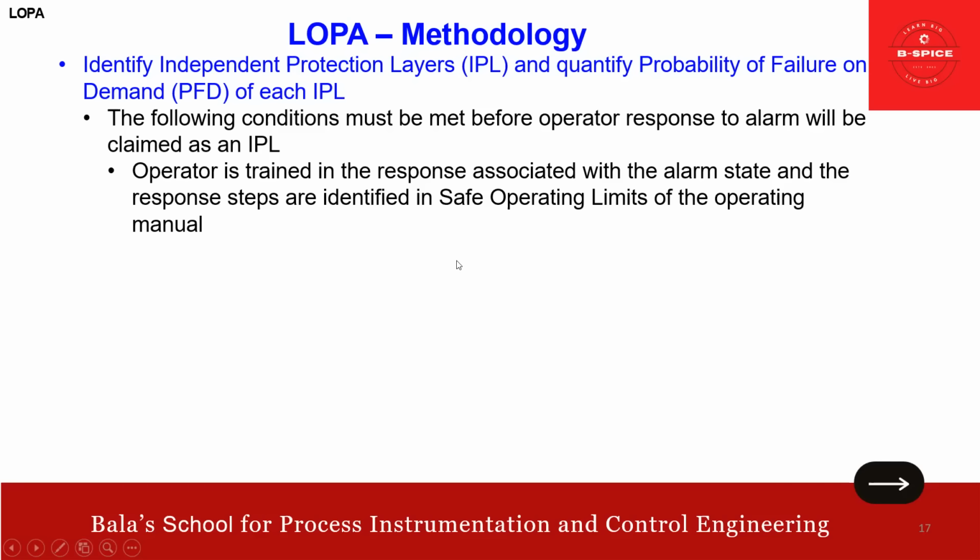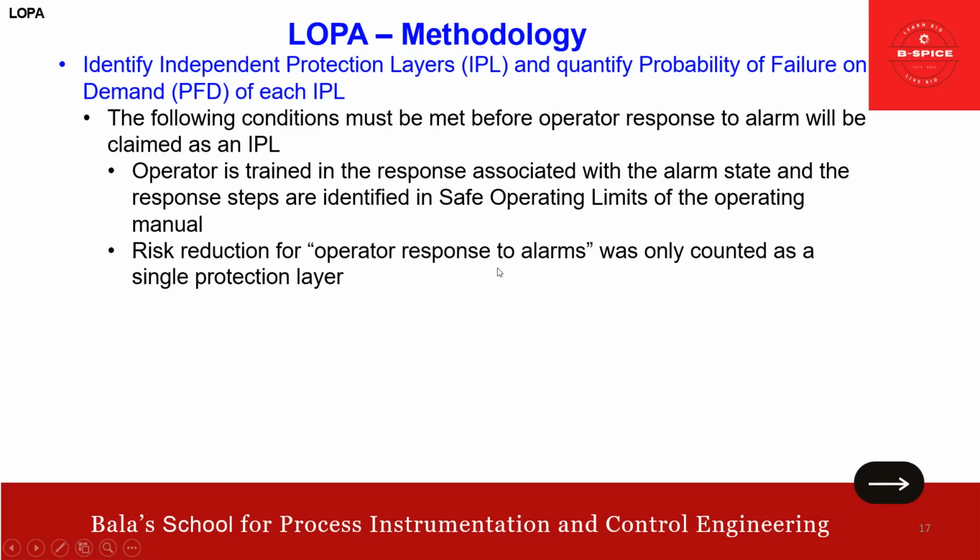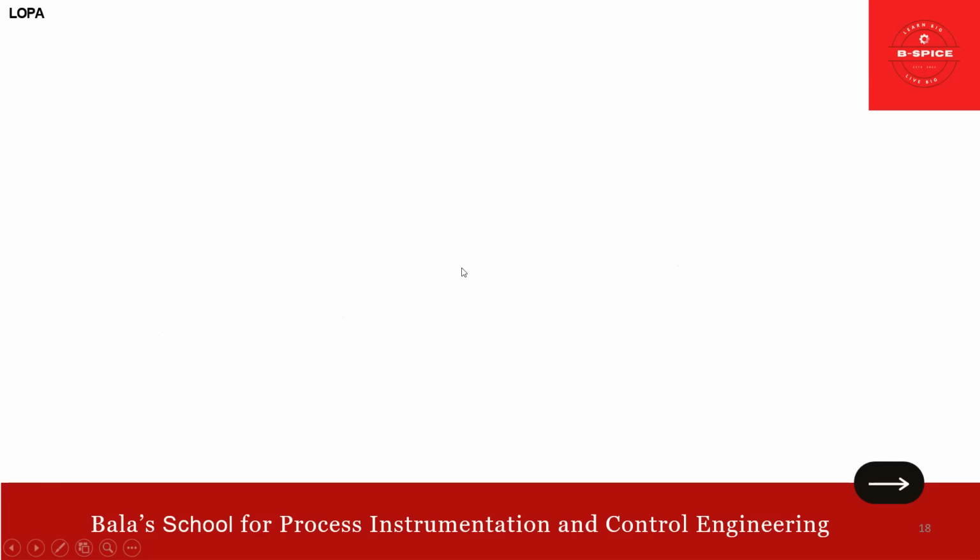So those, in addition to what we discussed, the operator is trained in the response associated with the alarm state, and response steps are identified in the safe operating limits of the operating manual. Risk reduction for operator response to alarm was only counted as a single protection layer. Okay, these things we also need to keep in mind.